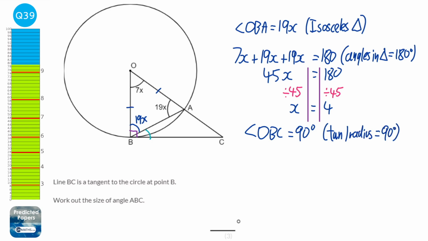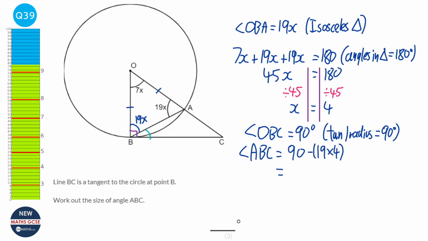And so therefore, angle ABC, which is what we're asked for, is just 90 take away the 19x. Well, we know that 19x is 19 times 4, because we know that x is 4. And so that would be 76, so in total it would be 14 degrees. So angle ABC is 14 degrees.